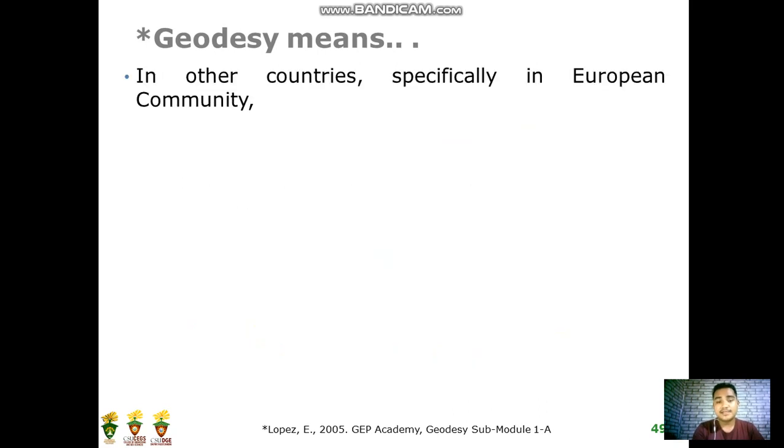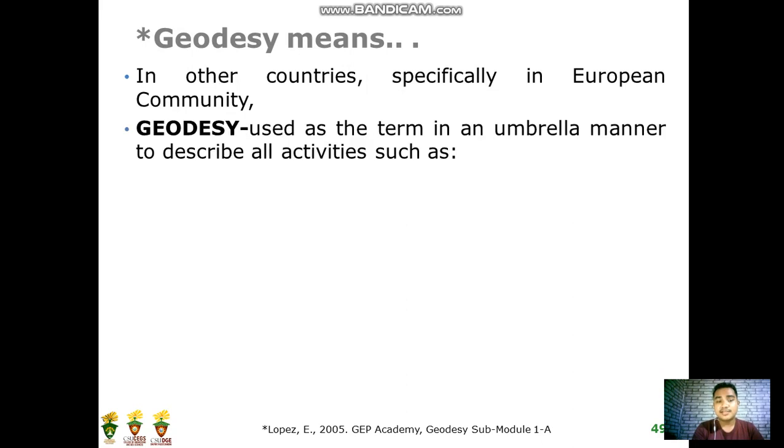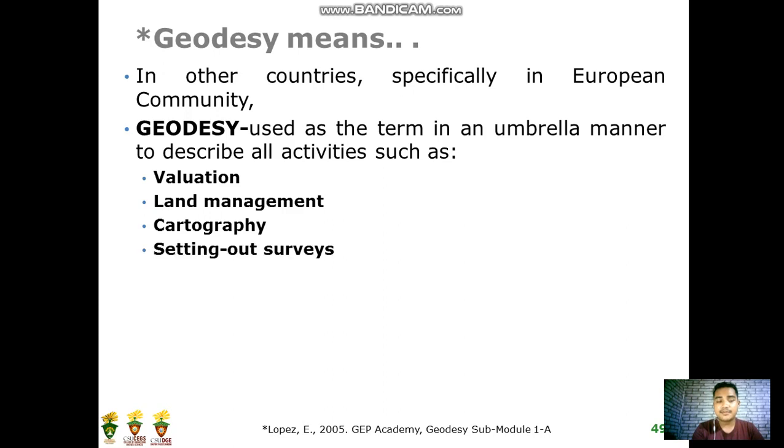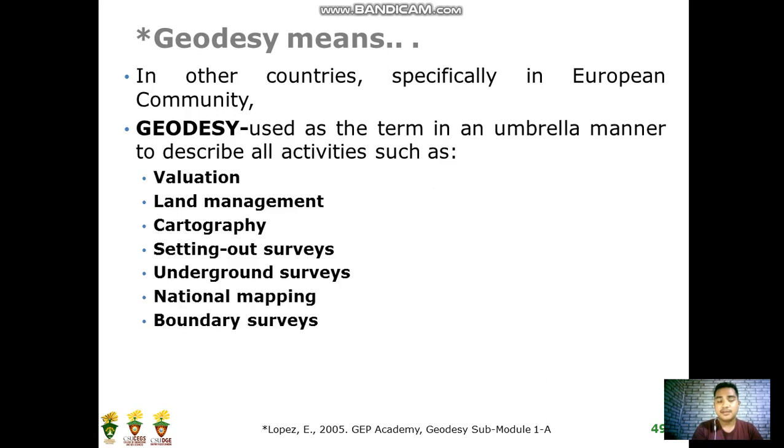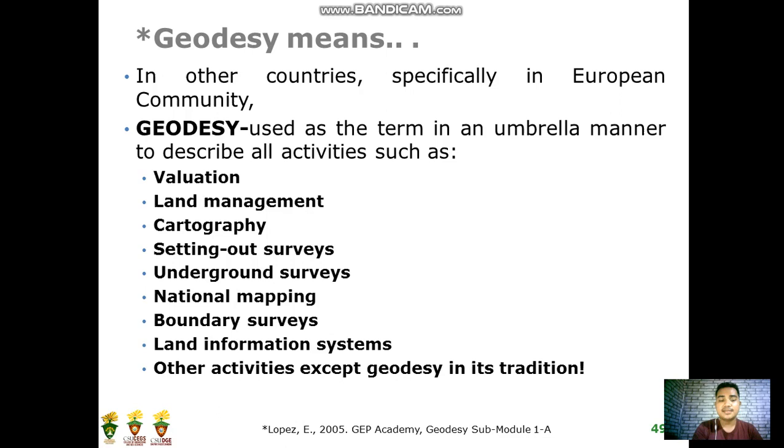So in other countries, specifically in Europe, geodesy is used as an umbrella term to describe all of the activities such as land valuation, land management, cartography or the study of map making, setting out surveys such as construction or engineering surveys, underground surveys, no? Example is mine surveying, national mapping, boundary surveys, land information systems, and other activities beyond the traditional definition of geodesy.